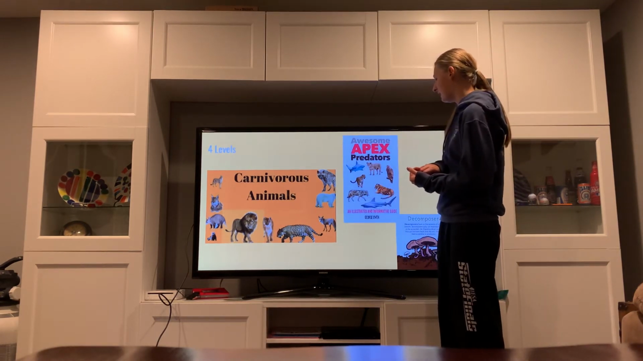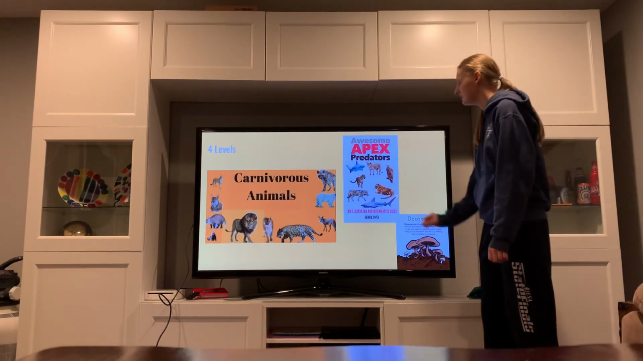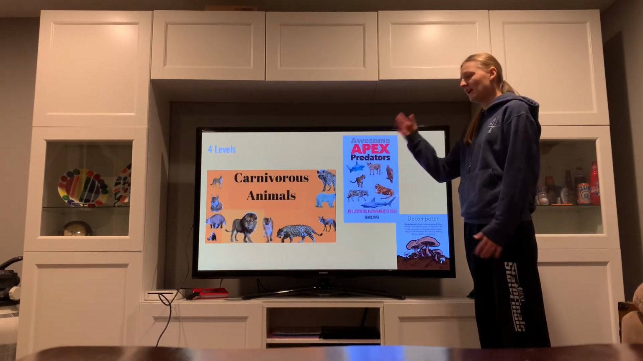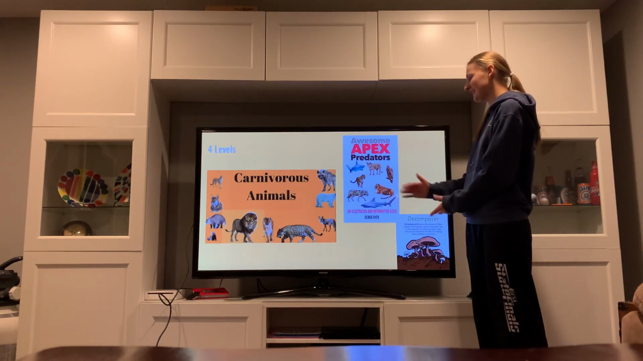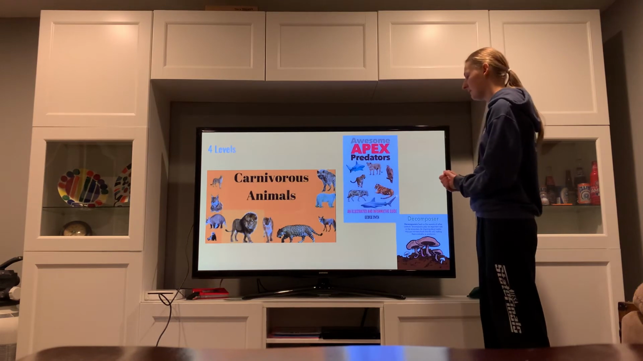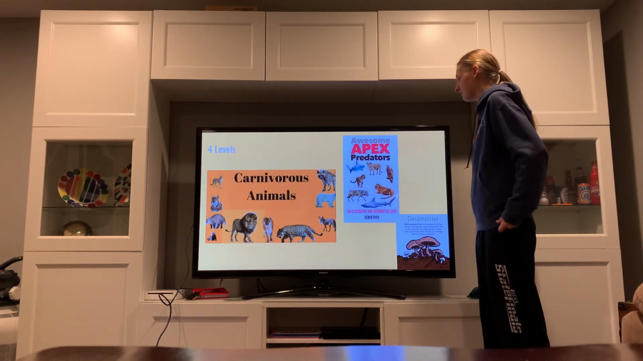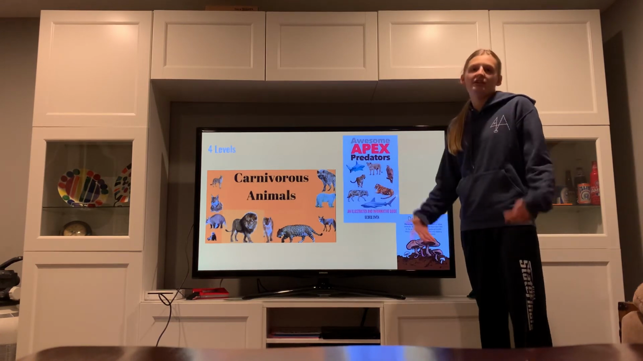This is kind of cool. I thought it was very interesting: these predators here are the end of every food chain because they do not get eaten by any other predators. So like no other animal really eats sharks or hawks. That's just how it is.